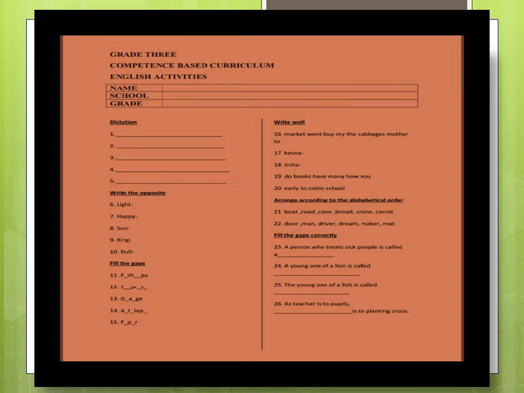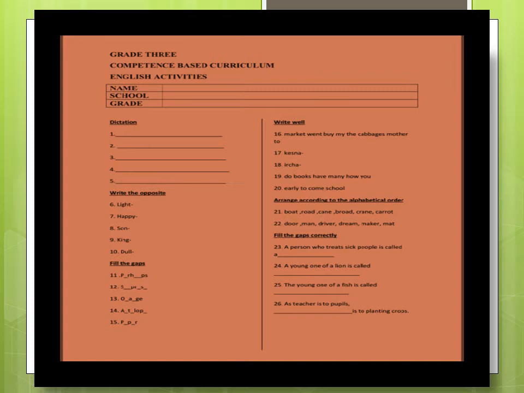Next, number 17, we have snake. Number 18, chair. Number 19, to rearrange that sentence, they have written, do books have many how you? So the correct sentence will be, how many books do you have? Number 20, early to come school. So the correct sentence will be, come early to school.